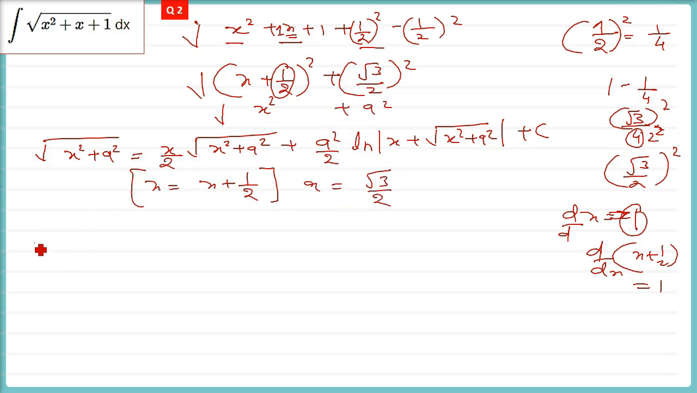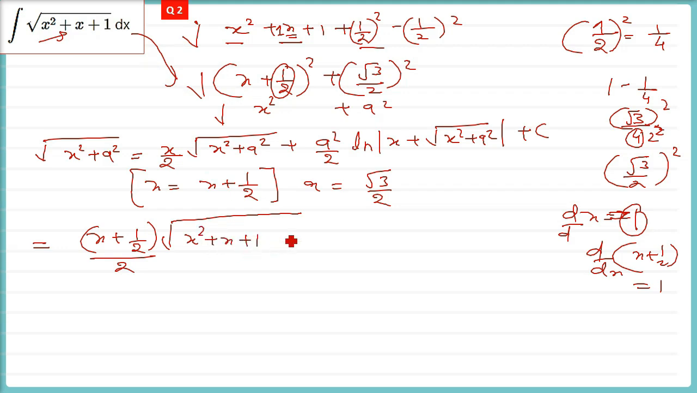Now I am putting all this in the formula. x plus half, which is x, divided by 2, under root. Now here x square plus a square, where has this come from? From this only: x square plus x plus 1. So you can just write x square plus x plus 1 in this case. Then we have plus a square by 2. a is root 3 by 2. So root 3 by 2 whole square was 3 by 4 only, as you have seen earlier. And this has a 2 also in the denominator. So it will get multiplied by 2, 4 will be. So this will be 3 by 8.